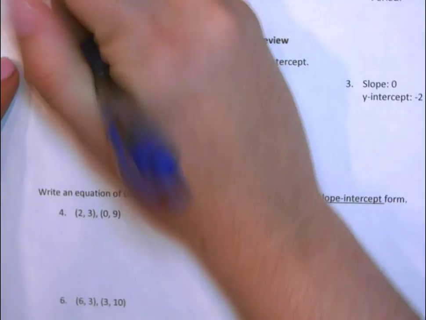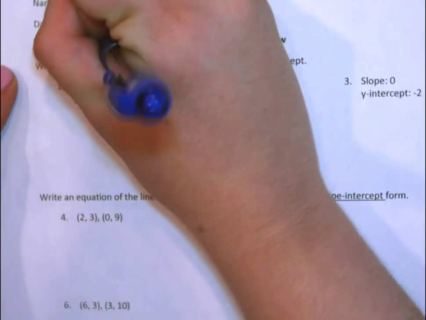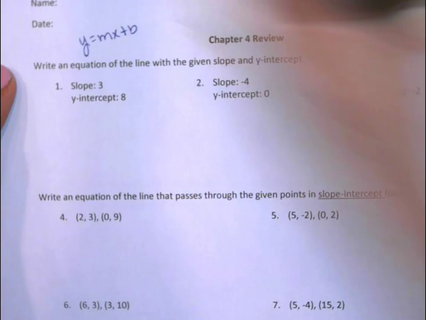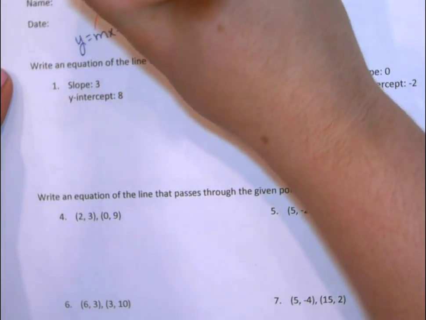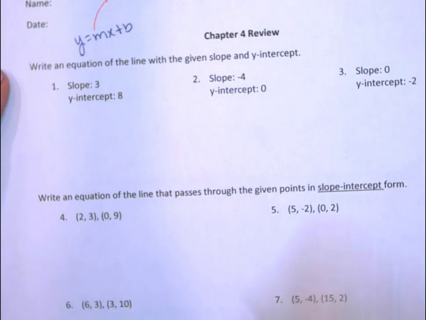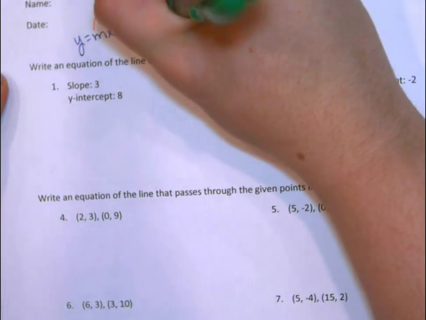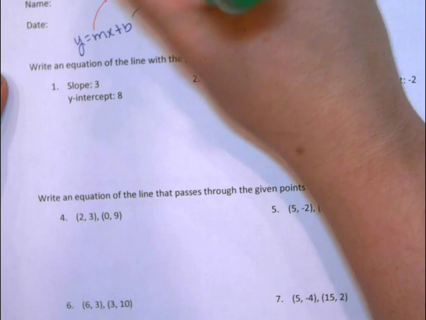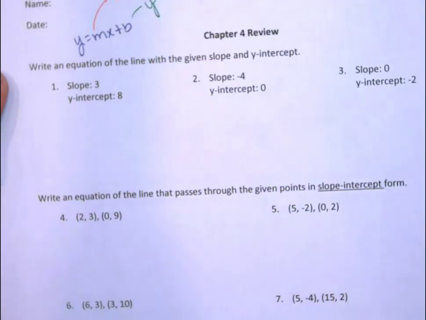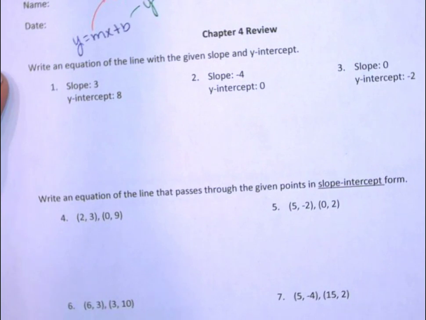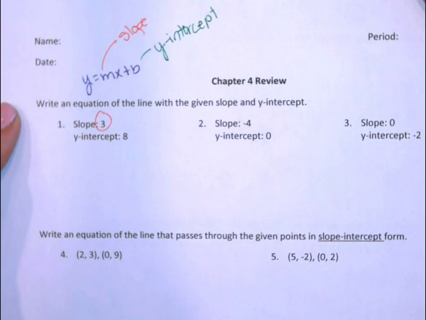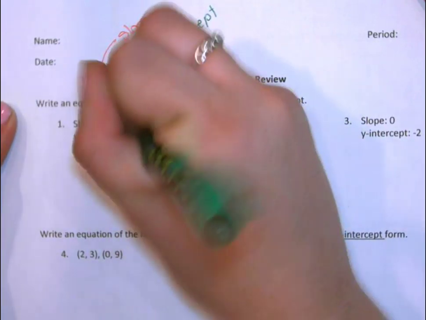So recall that the equation of a line is y equals mx plus b. The m stands for slope, and the b stands for the y-intercept. So on number 1, when it's asking me to write an equation given the slope and the y-intercept, slope is the m. Oh, that's off the screen. And intercept is the b.